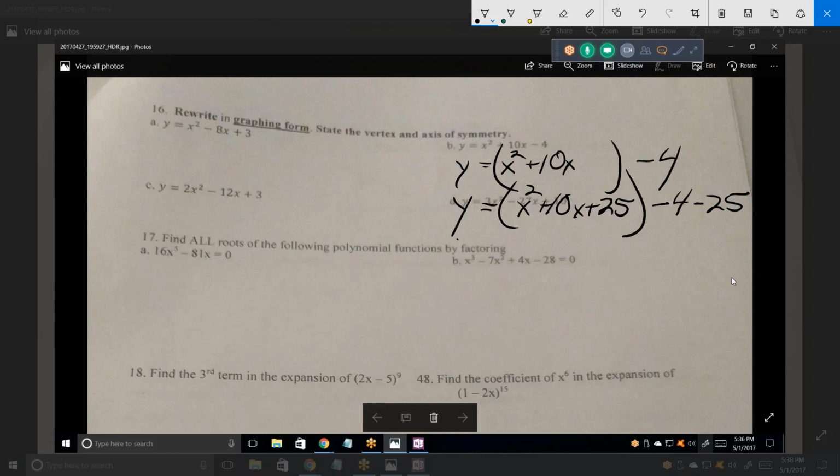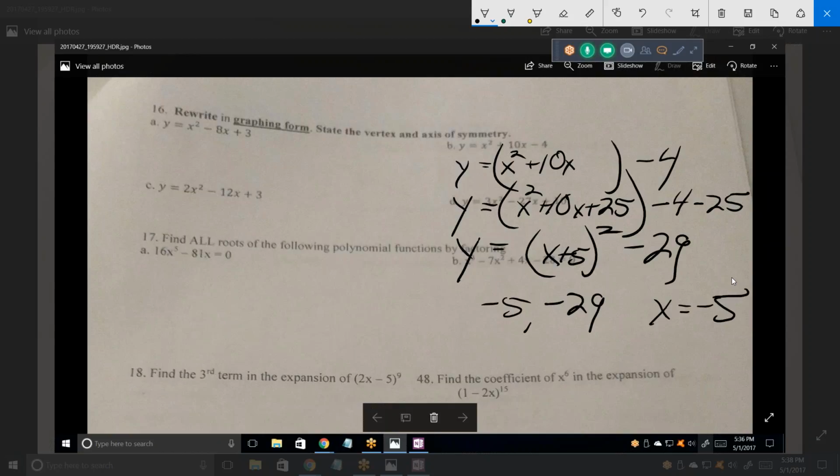And finally, what does that go into? Y equals x plus 5 squared minus 29. What's the vertex? Where's it at? Negative 5, negative 29. And the axis of symmetry? X equals negative 5.